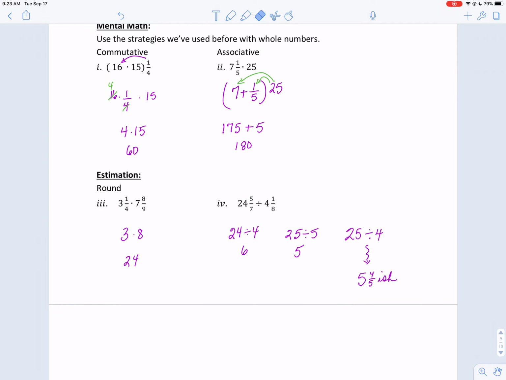You can get a little more specific and say, well, that's about 25 divided by 4. That's 5 and around 3 4/5, so it's closer to 6 than it is to 5.